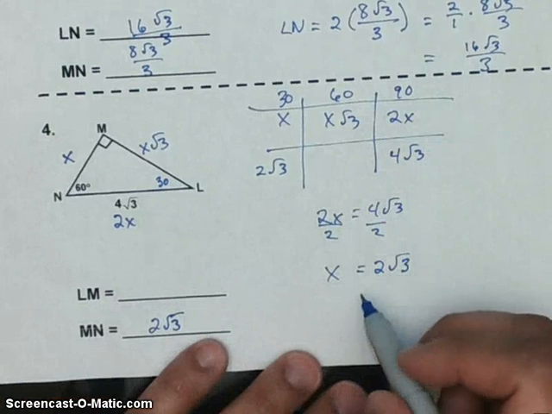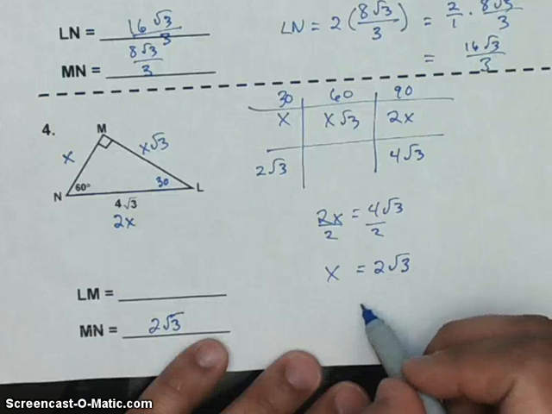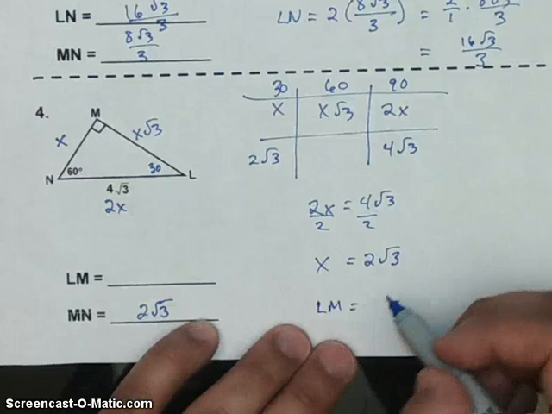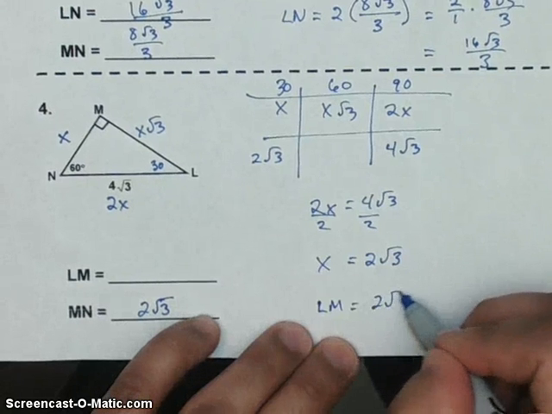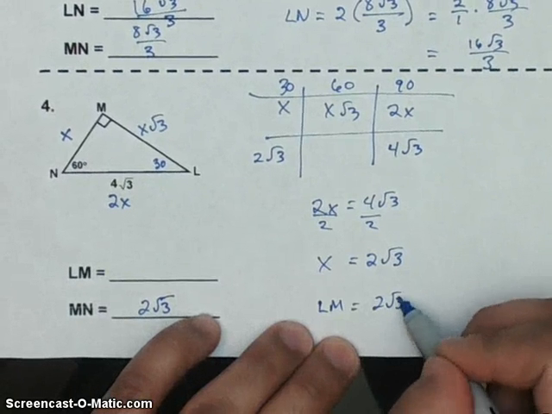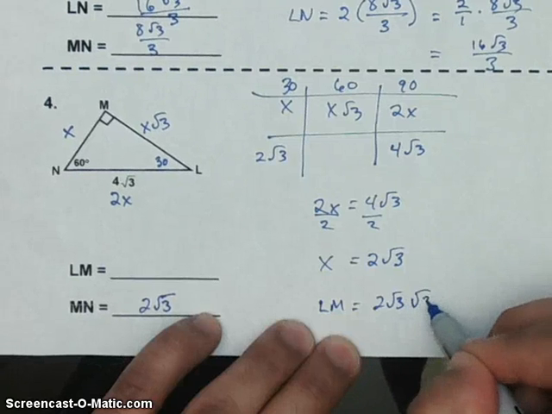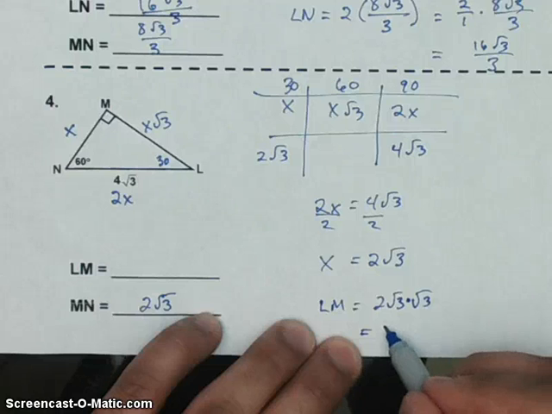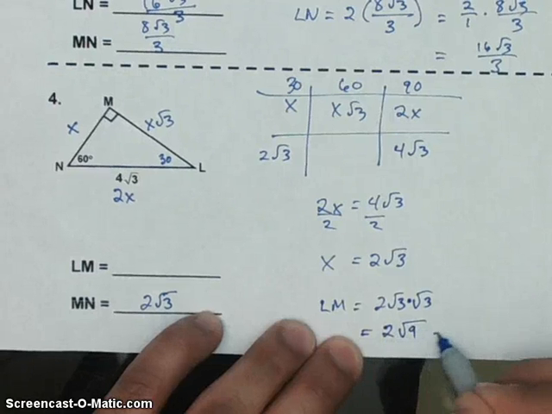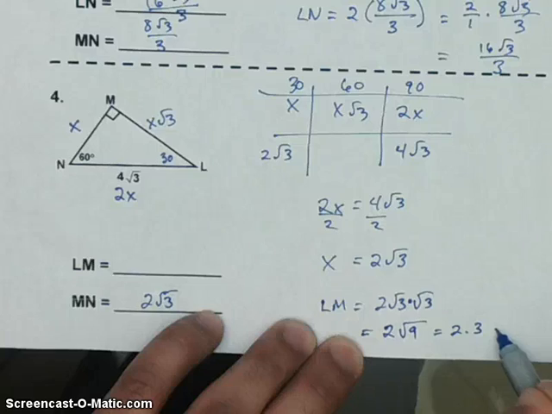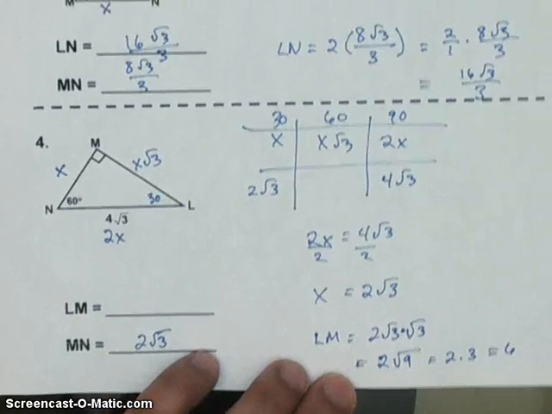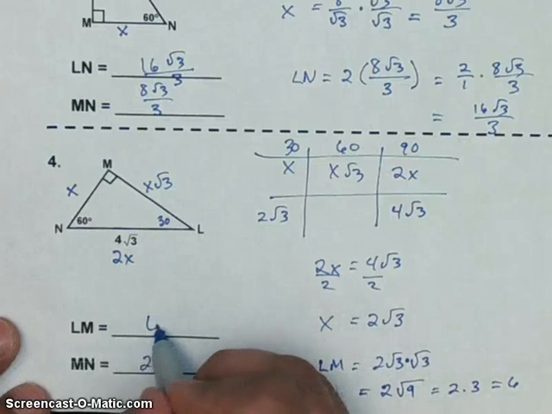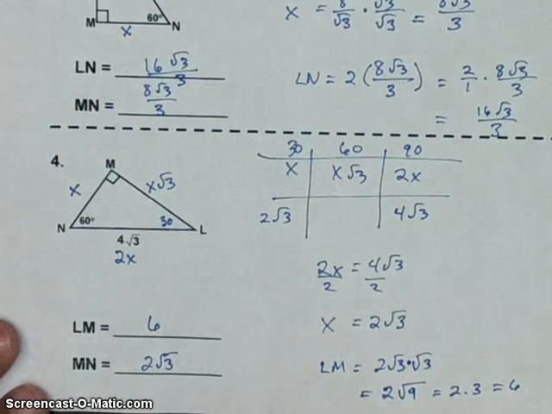Okay, and then LM is going to be equal to 2 square roots of 3. That's my x times the square root of 3, which is just going to be 2 square roots of 9, which is 2 times 3, which is 6. And so LM is 6.